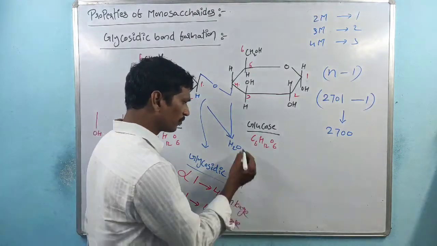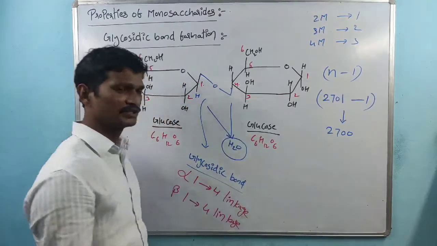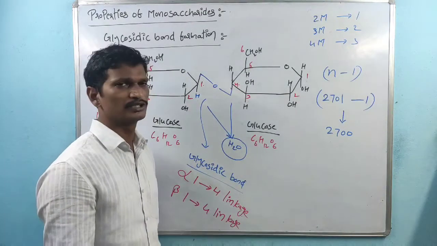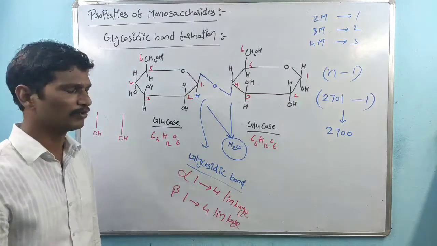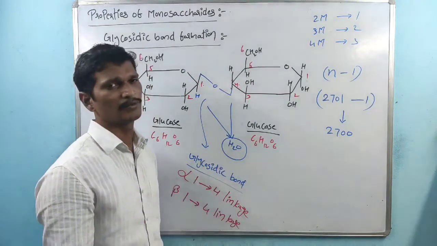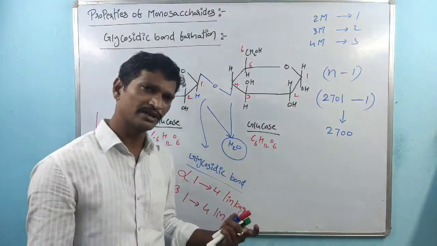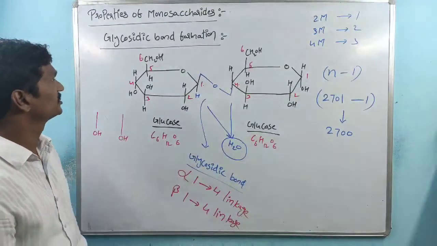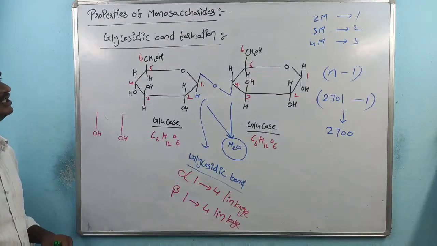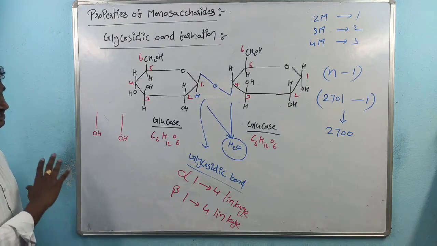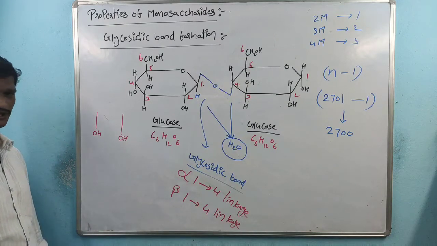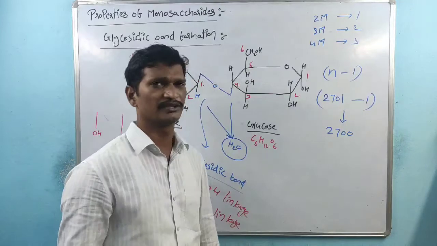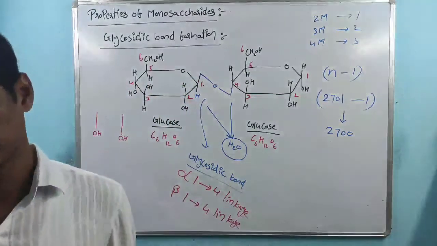Remember, a glycosidic bond is formed by a dehydration reaction, which means one water molecule is removed. One glycosidic bond, one water molecule. 2000 glycosidic bonds, 2000 water molecules. The number of water molecules equals the number of glycosidic bonds, or the number of glycosidic bonds equals the number of water molecules removed, right? So that is about glycosidic bond formation. And next we'll discuss the types of monosaccharides. Based on the number of carbon atoms, monosaccharides are again classified. This is very easy, and we'll discuss it now.